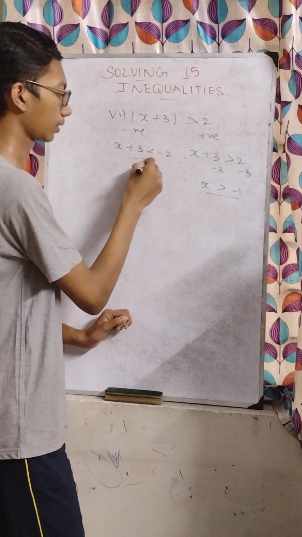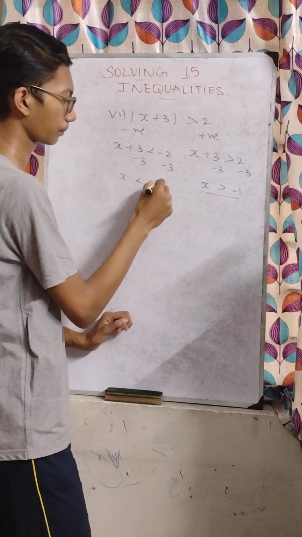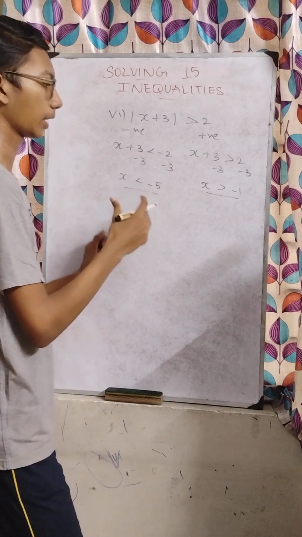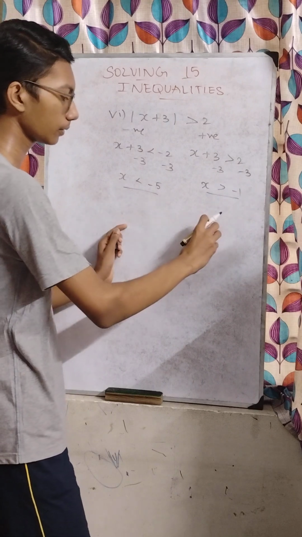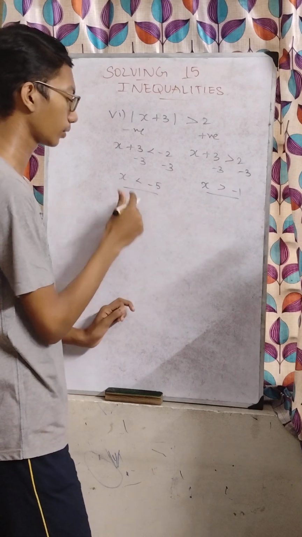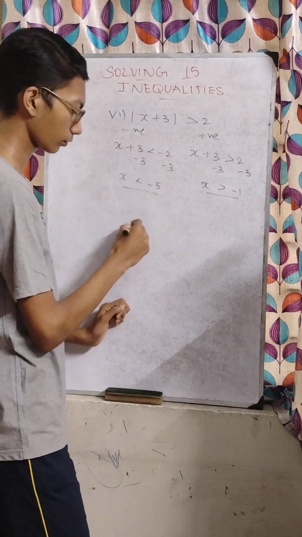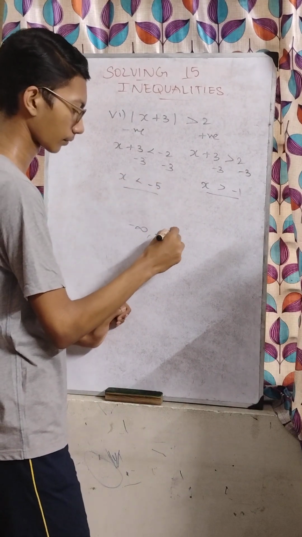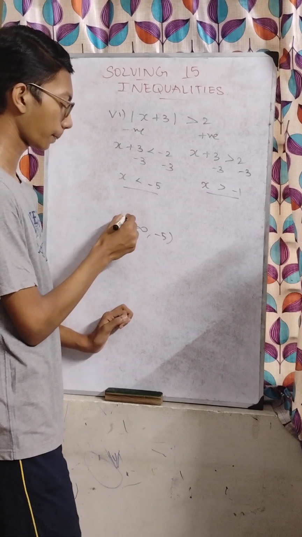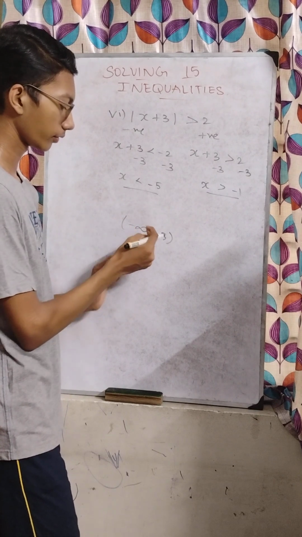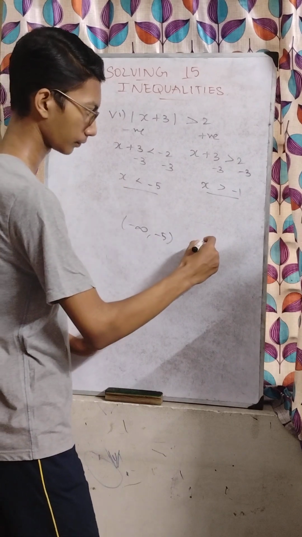Now here again, subtract 3 from both sides. x is less than minus 5. So this is another part. Now we cannot have both in a single notation. So what I will do is, x is a number less than minus 5, so we can write this as minus infinity to minus 5. Another thing is, always use an open interval when you are near the infinity sign. So this is this part of the answer.